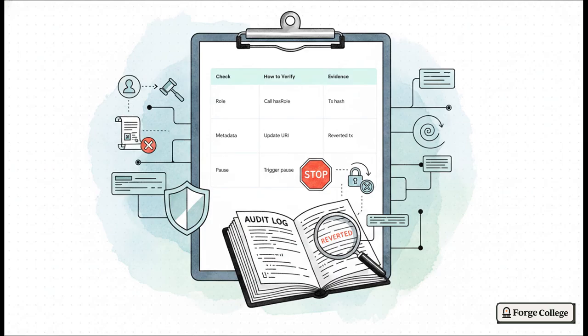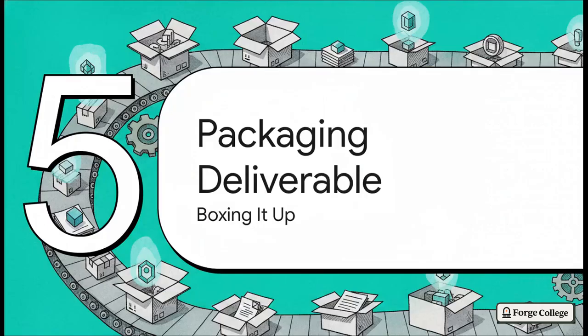Let's look at exactly how we generate that unshakable evidence for an audit. For role assignments, we call the has-role function. This makes sure only the absolute right people have admin access. And boom, we record the transaction hash as proof. Next, for immutable metadata, we actively attempt a URI update. Our evidence here is actually a reverted transaction, which proves the system successfully blocked the unauthorized change. And finally, for pause functionality, we trigger the pause state and try to mint a token. Again, we want to see a reverted mint transaction. In the world of security testing, a blocked action is often the most beautiful, undeniable proof of success you can ask for.